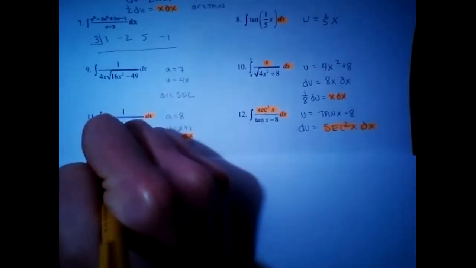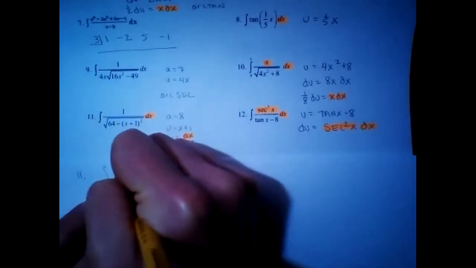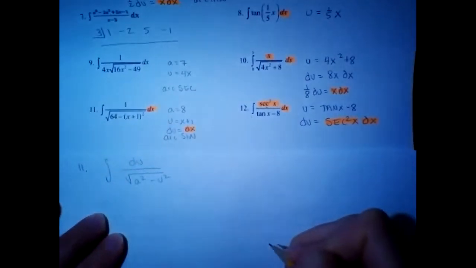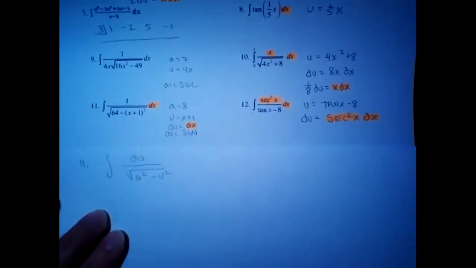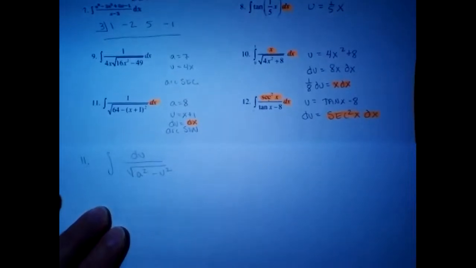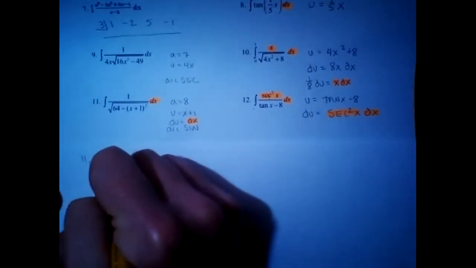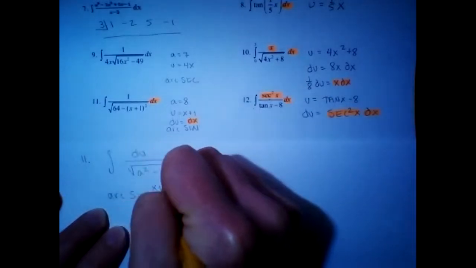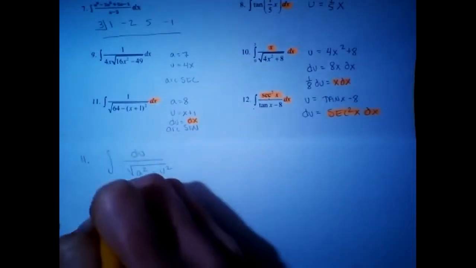All right, so this is going to be du over square root a squared minus u squared. Again, if you don't want to write that, as long as you recognize it's arcsine, you're fine. Arcsine does not have that 1 over a out front, so I'm not going to put that. It's just going to be arcsine u over a, so that's arcsine of x plus 1 over 8 plus c.